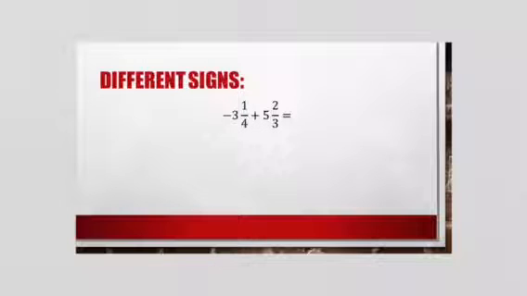Now we have some different signs. And what did we have to do when it was different? We had to find the difference. That's right. Now I've got a couple of, well, those look like mixed numbers. So first thing I'm going to do is change my mixed numbers to improper fractions. So 4 times 3 is 12, plus the one on top is 13. So I have -13/4. And then I have 15, 16, 17 thirds.